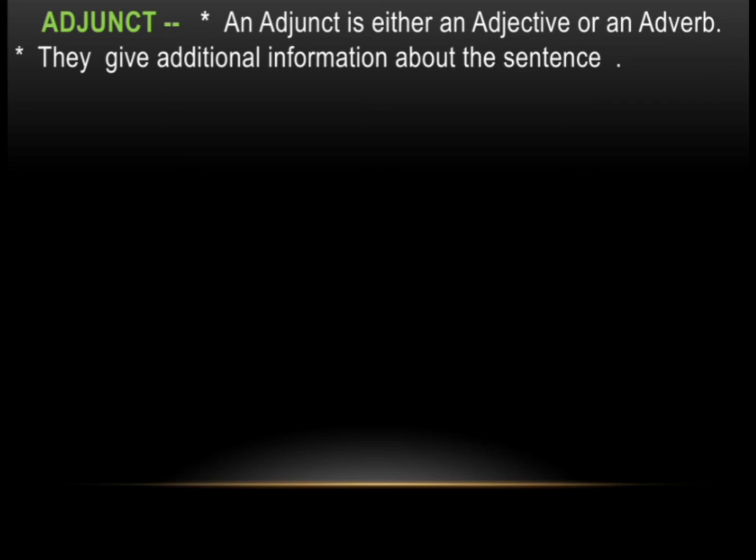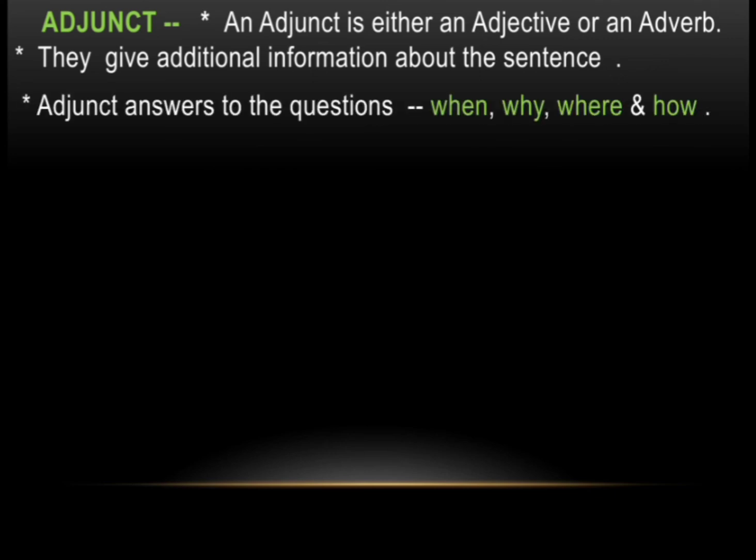Now the last element is the adjunct. An adjunct is either an adjective or an adverb. They give additional information about the sentence. An adjunct answers the questions when, why, where, and how. It is denoted by the letter A.